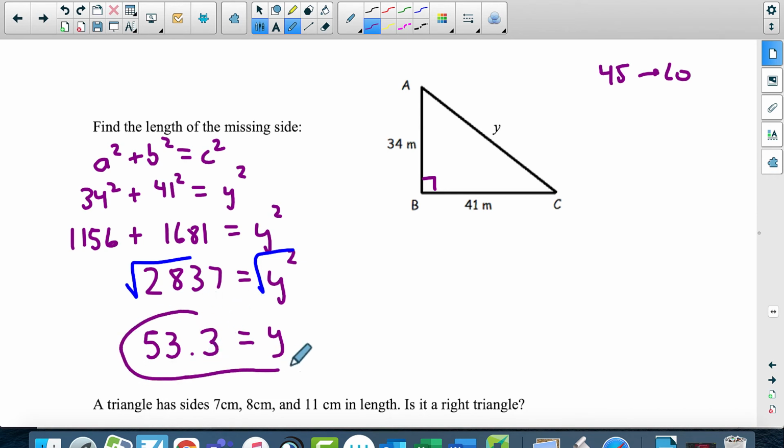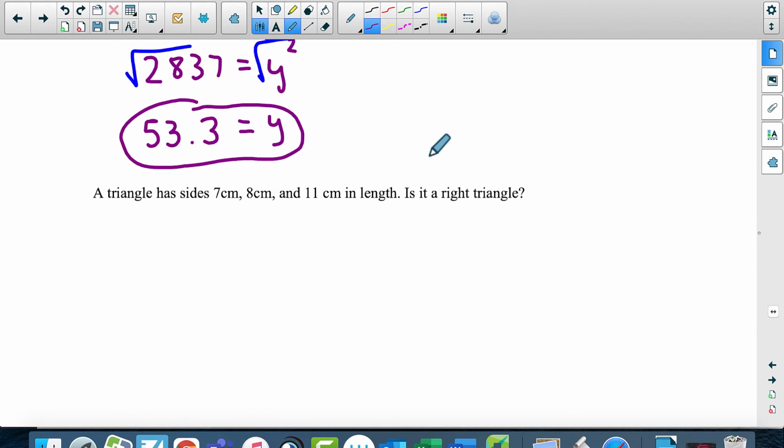Hey, what do you know? I was kind of right. It was right in the middle of my guess. Again, I know I'm impressing everyone today. Okay, so there you go. That is how you can find missing sides using the Pythagorean theorem.